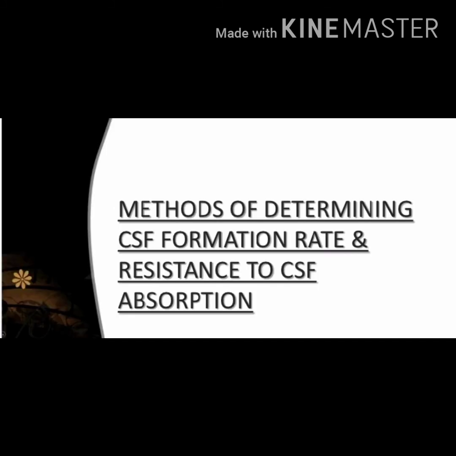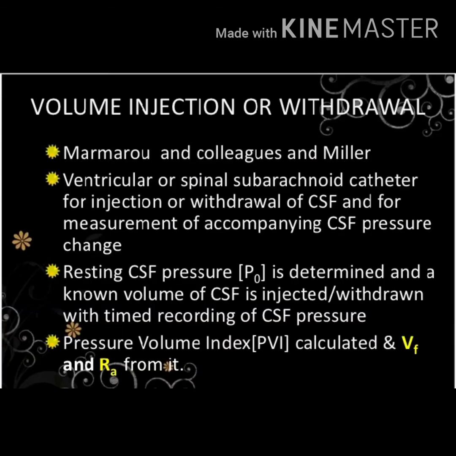For your extra understanding and knowledge, I am adding the methods for determination of the CSF formation rate and the resistance to absorption of the CSF. First one is the volume injection or withdrawal method. Here a ventricular or spinal subarachnoid catheter is used for injection or withdrawal of CSF, and for measurement of the accompanying CSF pressure changes. Here we are measuring the pressure changes.